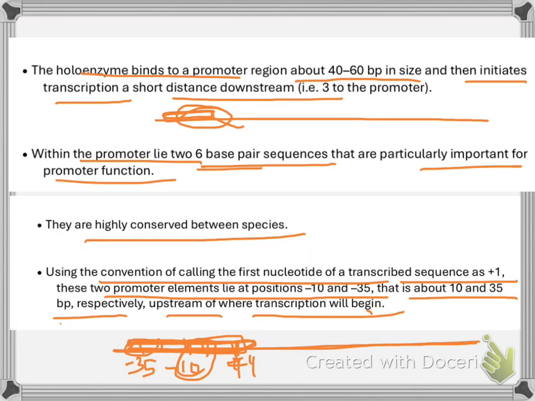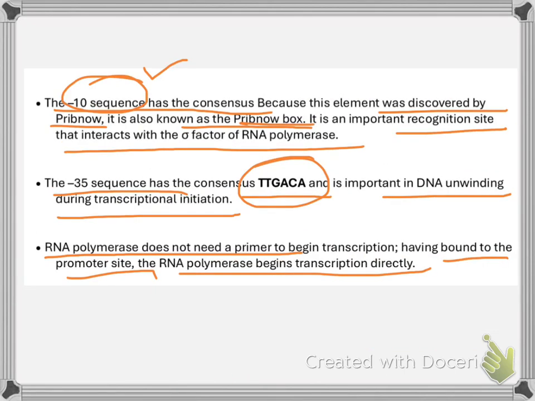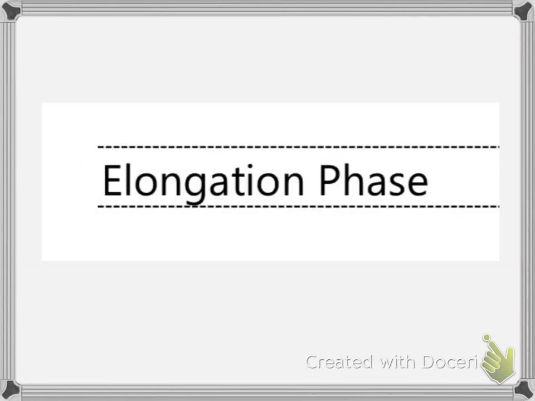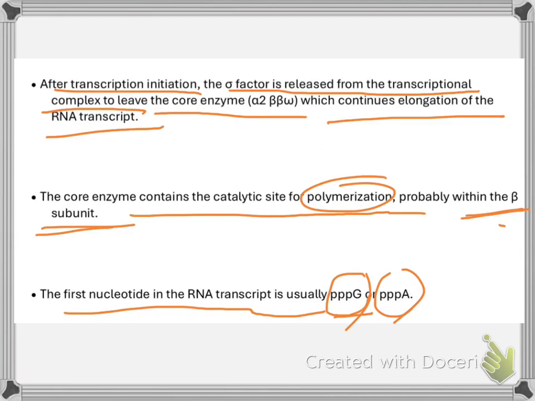Then there will be promoters, and in the promoter region the RNA polymerase binds, and in the promoter region there will be 2 sequences of 6 base pairs. One is the -10 sequence and the other one is the -35 sequence. That is, -10 will be 10 base pairs upstream from the start site, and -35 will be 35 base pairs upstream from the start site. Then the -35 sequence has the consensus TTGACA sequence, and next one is the elongation phase.